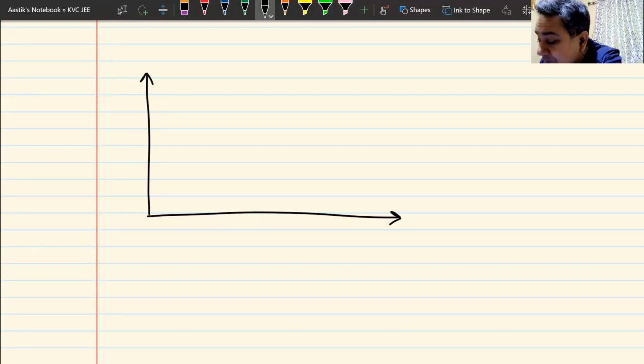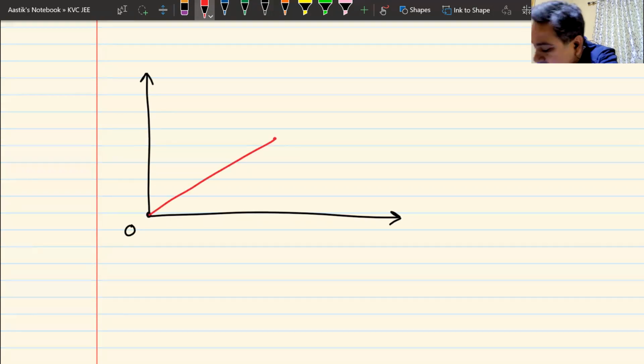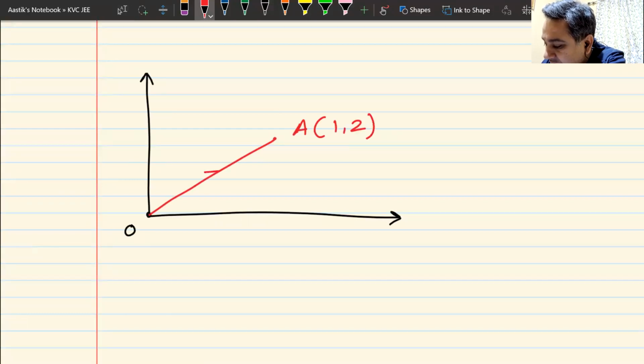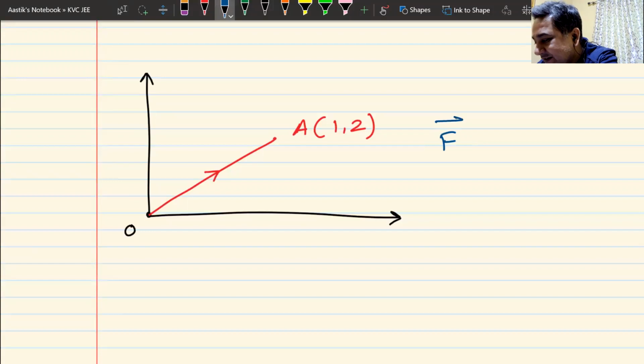So now my path is this, the red one. It goes like this. This is point A, 1, 2. This is the path that I have to calculate the work done by this force for. Now, let us see who can tell me how I will calculate it in this path.